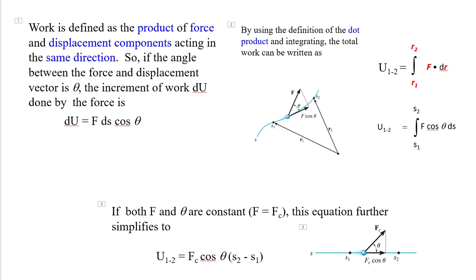So work is defined as the product of the force and the displacement components acting in the same direction. That dot product, which gives us that cosine of the angle. And so we can get that change in our energy, just like what we saw on that first page. By using that definition of the dot product and integrating, we can put in our force cosine theta and we can get that total energy. And so now we're looking at the force that's along that portion of our path that we're keeping track of.